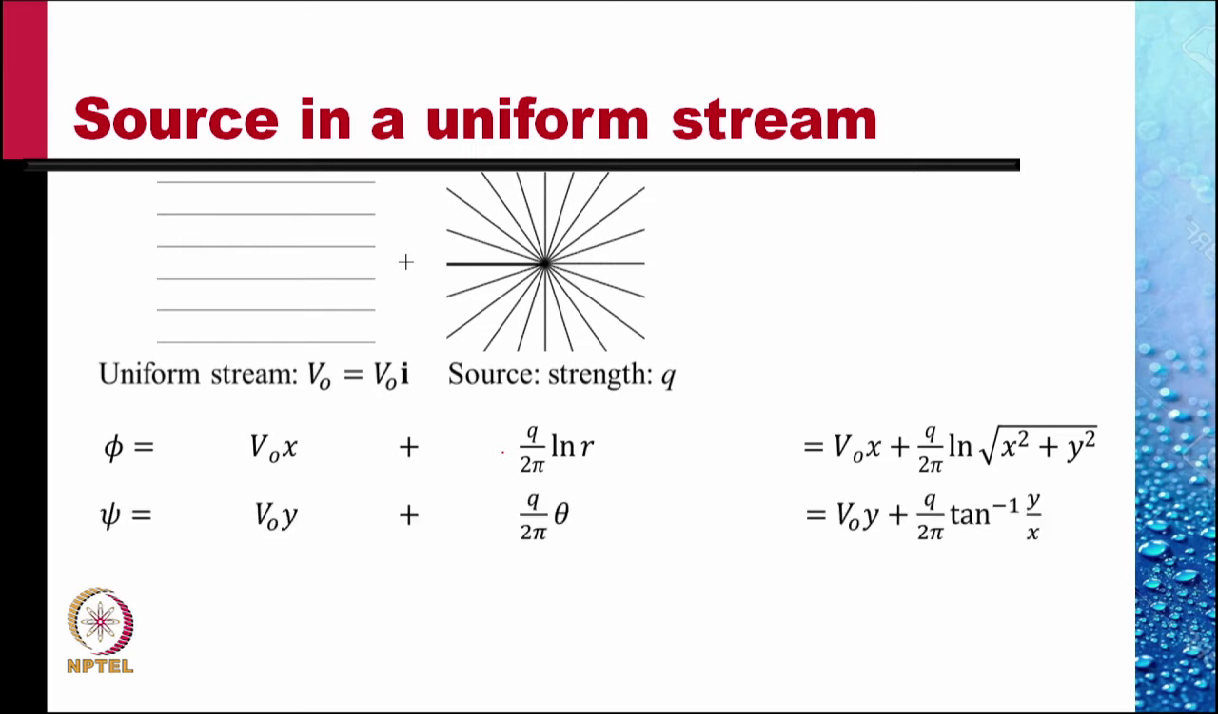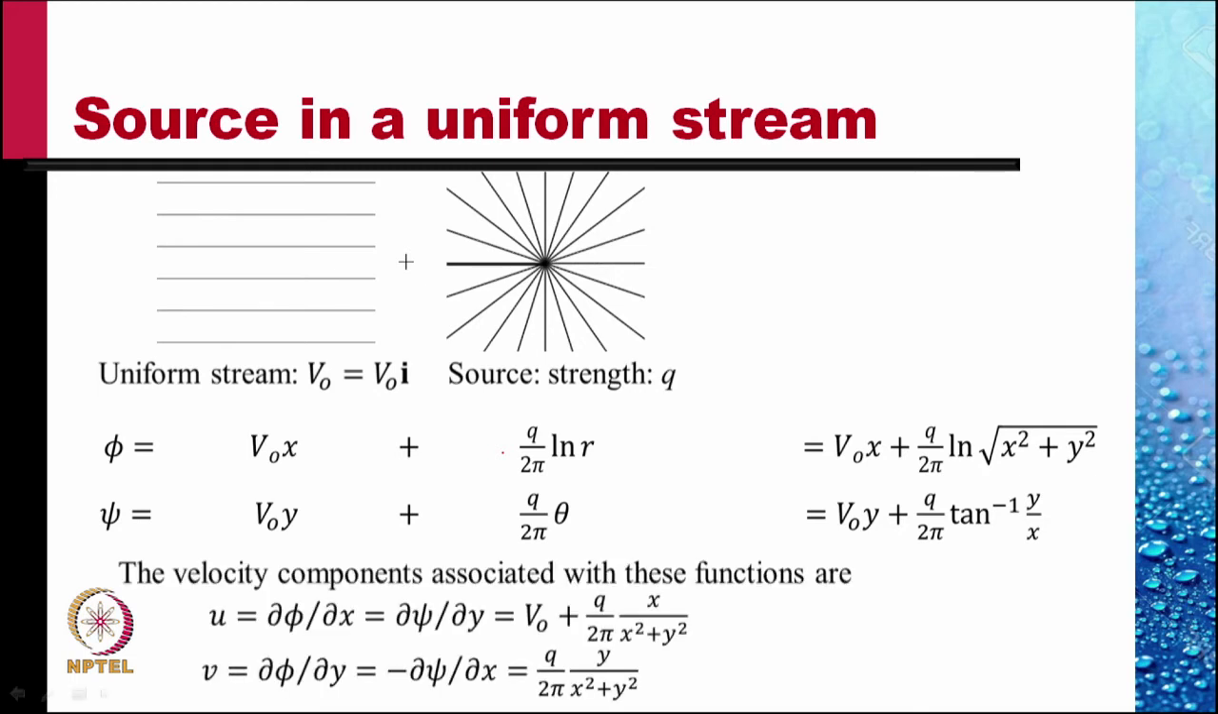The stream function similarly could be written in the same fashion. The velocity components associated with these functions are u is equal to del phi by del x or del psi by del y, and they are obtained as V naught plus q divided by twice pi into x divided by x square plus y square. Similarly, the v component.